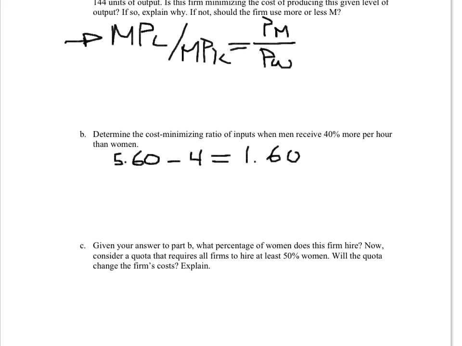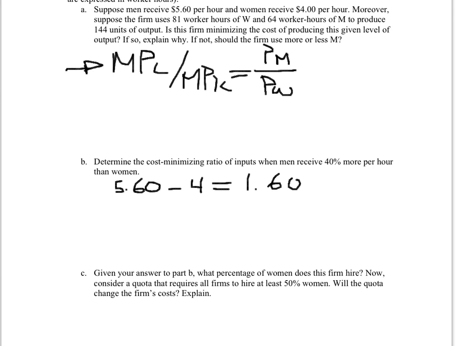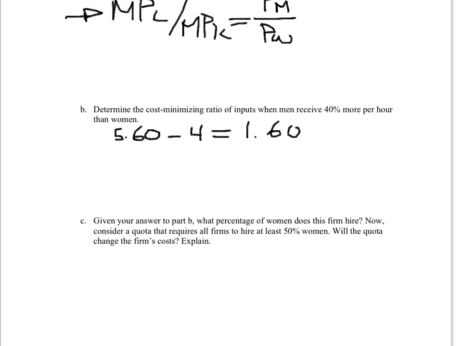Now part B, part C tells you, given your answer to part B, what percentage of women does the firm hire? Well, if you answer the question in part A, you'll notice that the firm already is going to hire more women than men. That makes sense because women are cheaper, and the firm is minimizing costs, so the firm will hire more women than men. Therefore, the law is telling the company you have to hire more women than men, but the firm already is hiring more women than men, so the law will have no effect over the hiring process because the company is already doing that.